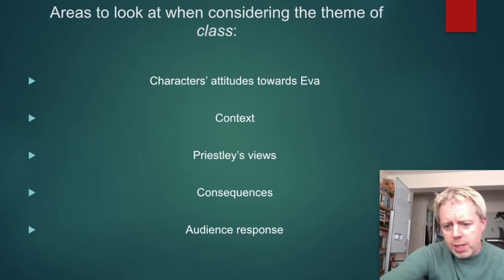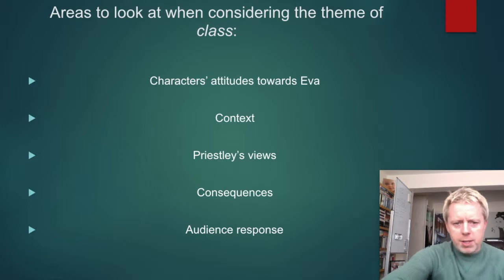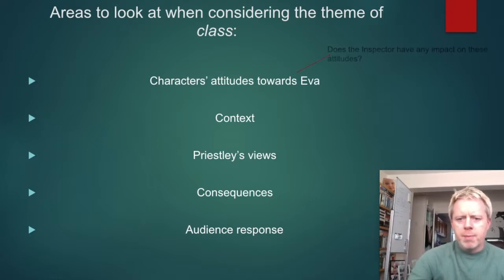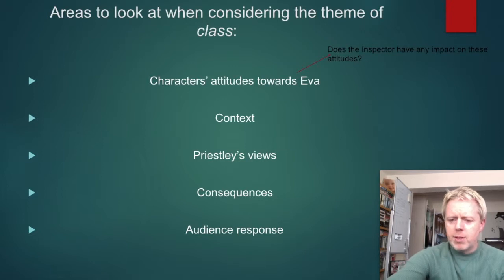Okay, so remember, you can pause the screen whenever you like and take notes. I'm going to look at these areas when considering the theme of class. So the characters' attitudes towards Eva in particular. Does the inspector have any impact on these attitudes? So how do they behave towards her over the previous 18 months and after the inspector's interrogation? Have they accepted or acknowledged any wrongdoing on their part at all? And it varies.